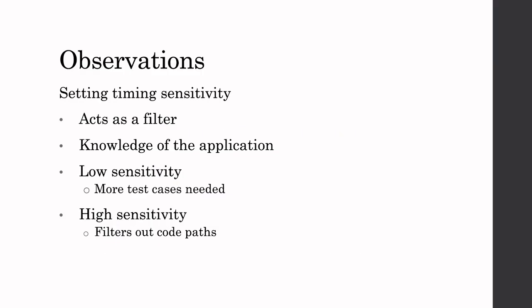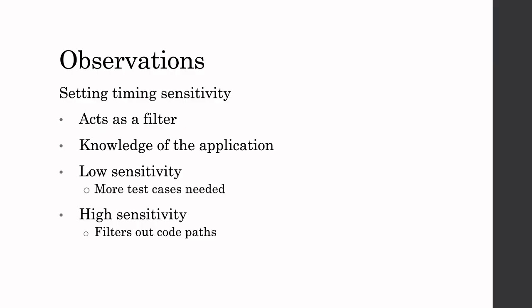Now, from the previous slide, you might be wondering, if there are still false positives and timing sensitivity is supposed to filter out these false positives, how do I know what to set the timing sensitivity to? Well, this is where knowledge of the application can come in handy. If you know your code paths might be taking a bit more time to run through, you can set the timing sensitivity a bit higher.